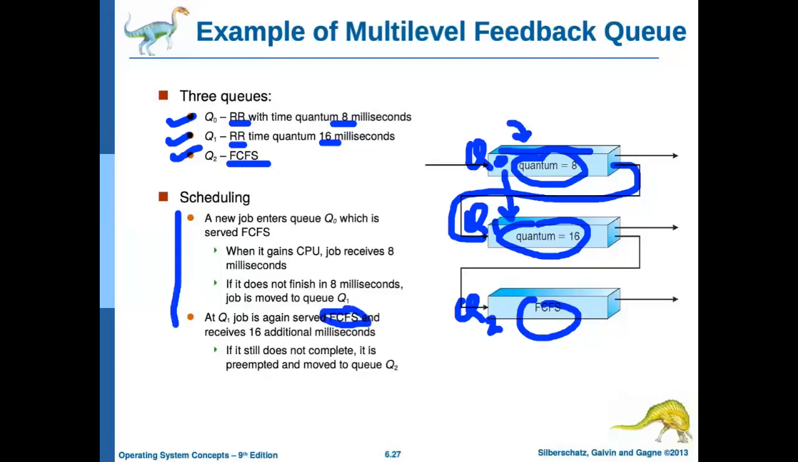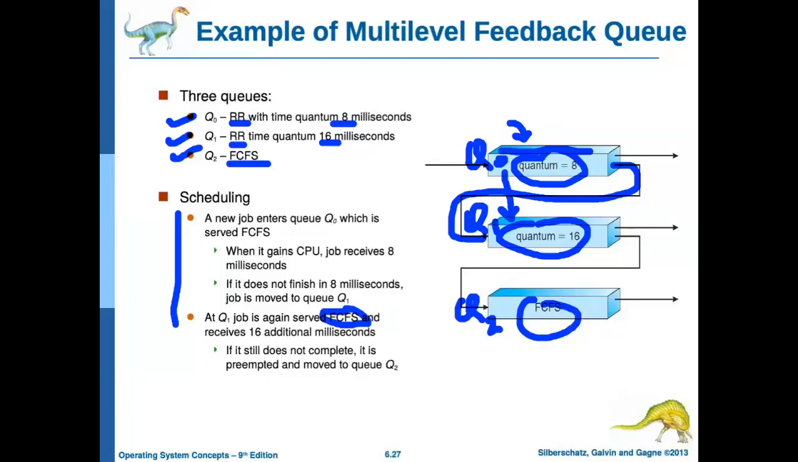Now at Q1, the job is again, so don't get confused with this FCFS and I mentioned round robin here. Now this round robin is for between the queues, right? So in this queue, for example, multiple processes are there. So here P1, P2, P3 are there. Then out of P1, P2, P3, which one will be selected? That is decided by FCFS.